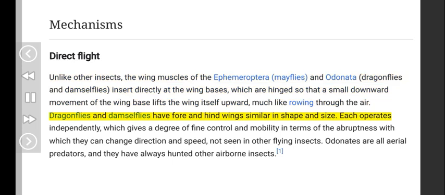Dragonflies and damselflies have fore and hind wings similar in shape and size. Each operates independently, which gives a degree of fine control and mobility in terms of the abruptness with which they can change direction and speed, not seen in other flying insects. Odonata are all aerial predators, and they have always hunted other airborne insects.